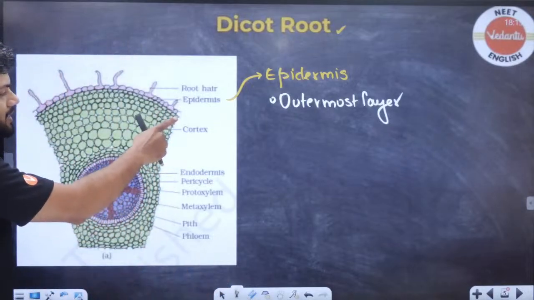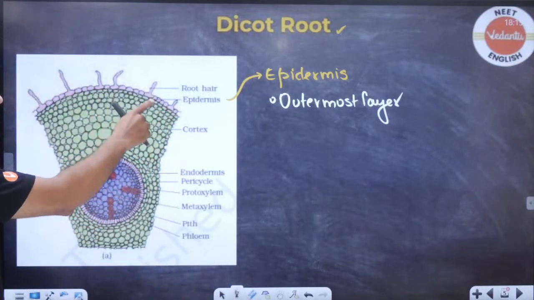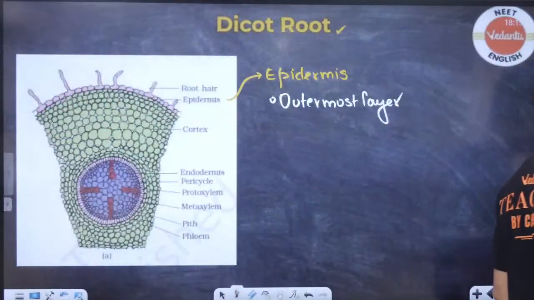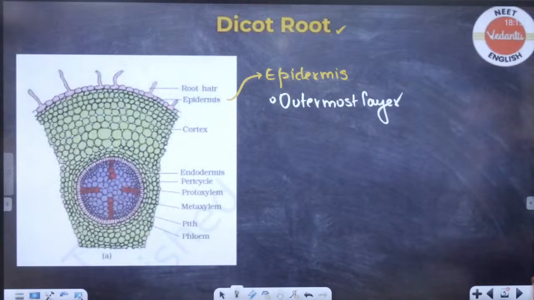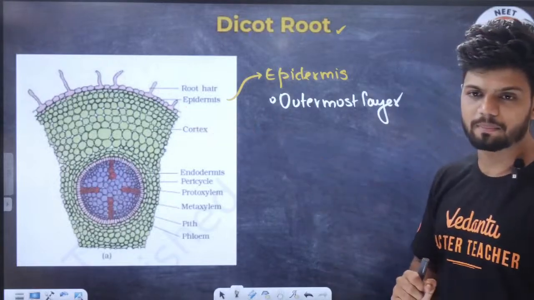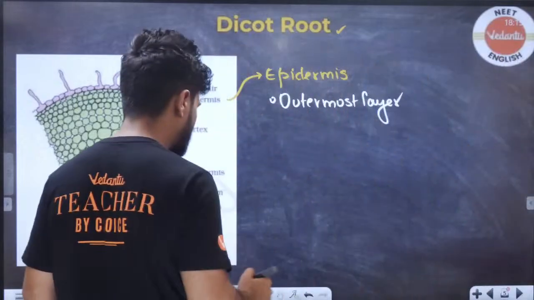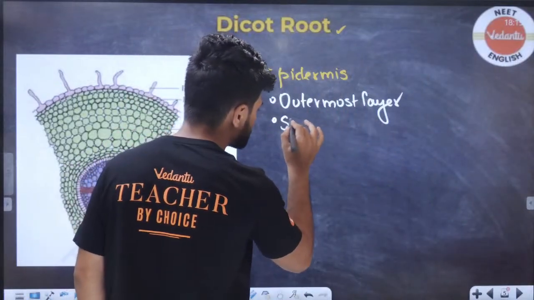Now, tell me, students, is it a single layer or is it multi-layer? Look at the diagram and tell me, is it a single layer structure or is it made up of many layers? See this diagram right here. It is made up of a single layer. Single layer structure.